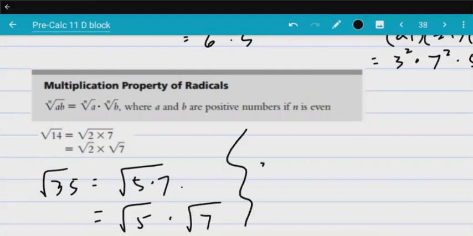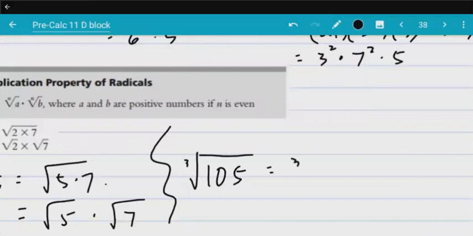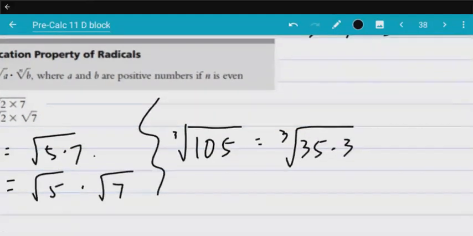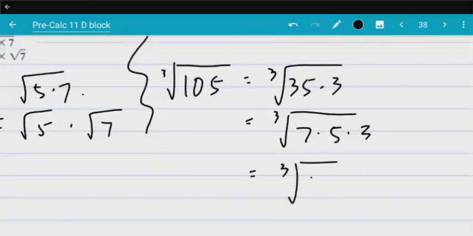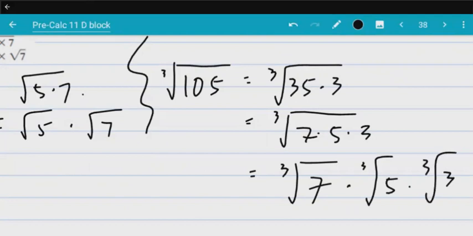Well, same thing. Cube root of, I don't know, 105. It's the same, right? That would be the cube root of 35 times 3, right? And 35 times 3 is 7 times 5 times 3. And that would be the cube root of 7 times the cube root of 5 times the cube root of 3. All right, that's what it means.